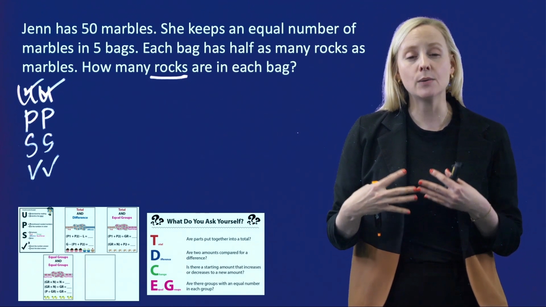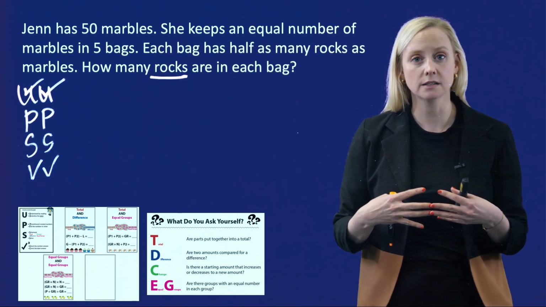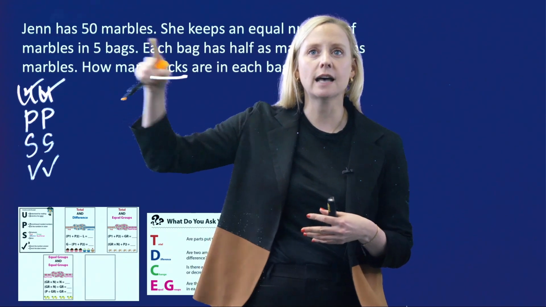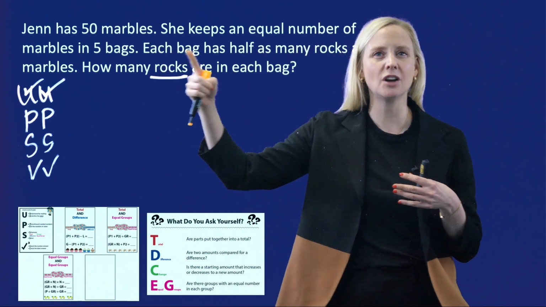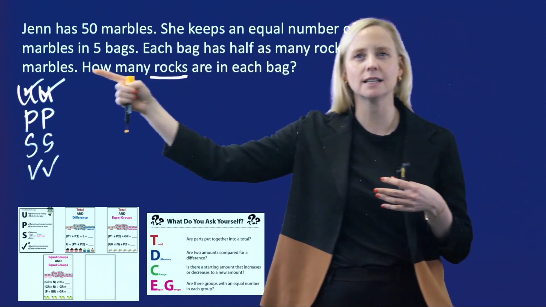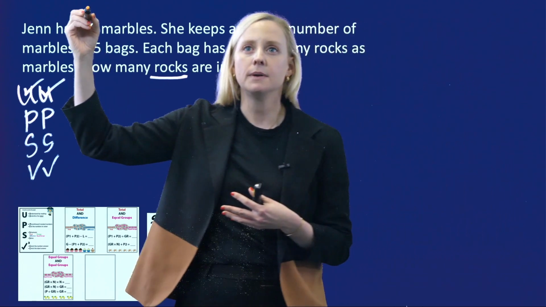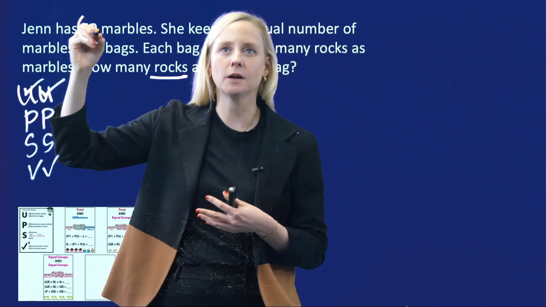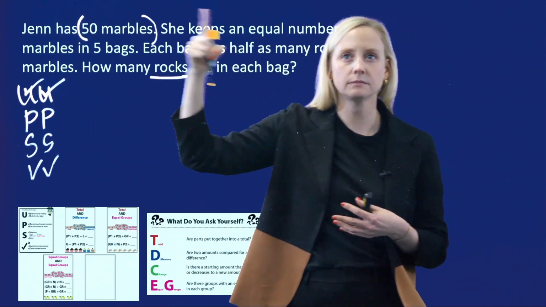So what I'm going to do now is scan my numbers and make sure that they're all talking about or related to rocks. So our first number is 50. That's about marbles. That's not about rocks, but it's talking about half as many rocks as marbles. So I know that it's related to our label because we're talking about not just rocks, but also marbles. So I'm going to put parentheses around 50 marbles. I'm going to keep going.